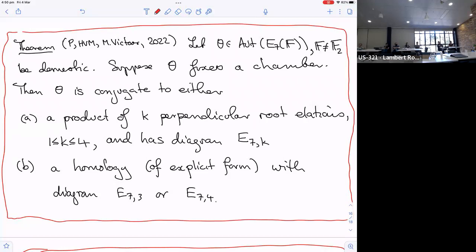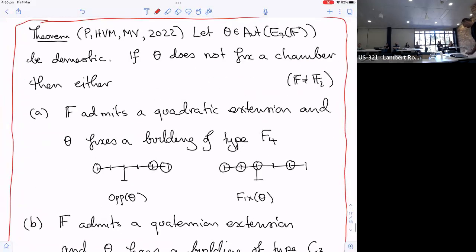We think that this diagram or this diagram. So the proof of this is not really geometric, it's purely in the Chevalley group. Lots of commutator relations and some really nice, in my view, I like that bit. But I also really like the next bit. The next bit is the case where we don't fix a chamber.